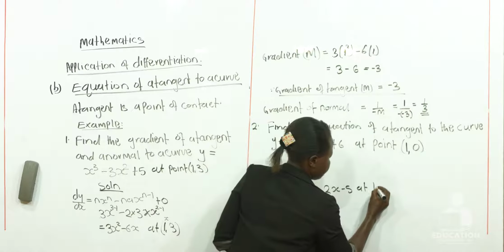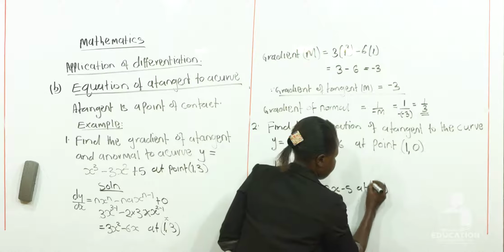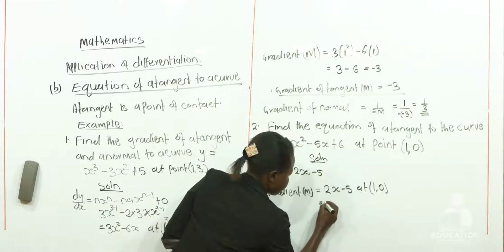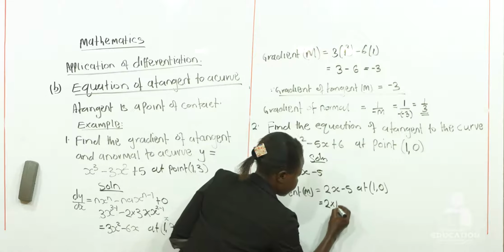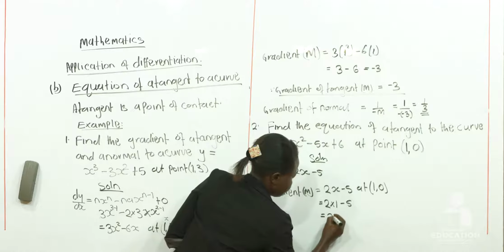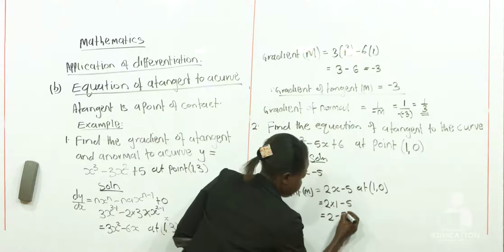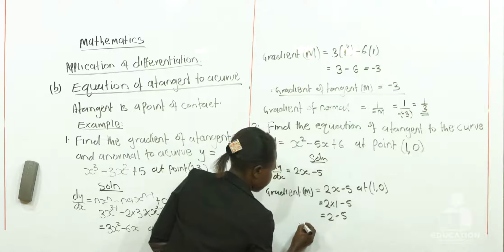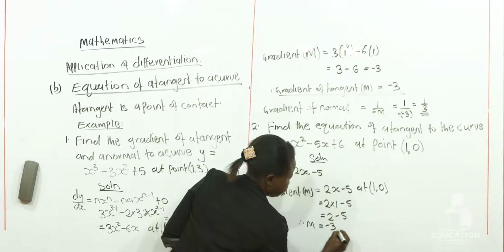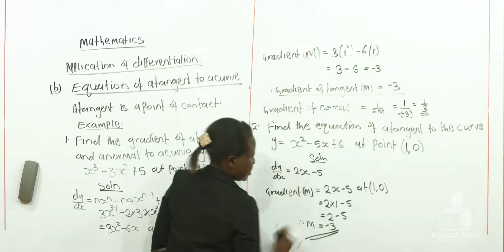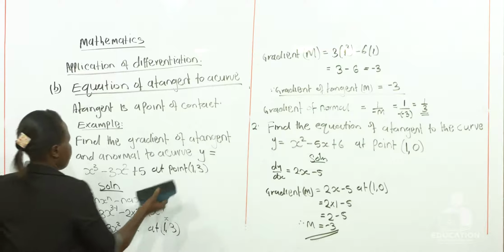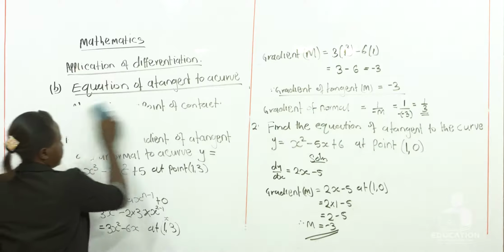At which point? At point (1, 0). So we substitute x with 1. We have 2 times 1 minus 5, which gives 2 minus 5. So our gradient is negative 3. After getting the gradient, we can now write the equation.